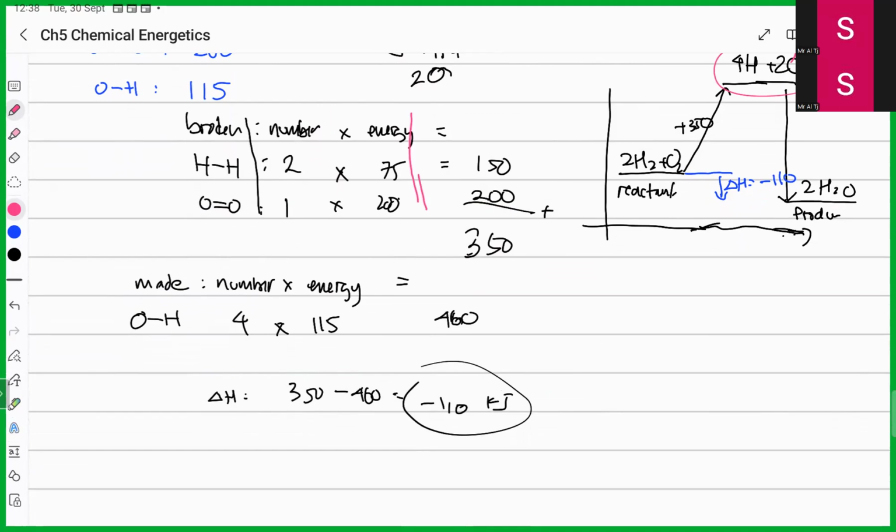At the transition condition here, what we have are individual atoms, not molecules. Atoms are then free to join into molecules using new bonds. In this case, just oxygen to hydrogen. Oxygen, hydrogen, hydrogen, oxygen, they are the same. Order doesn't matter. 4 of them, 115, for a total of 460. Now, when we make bonds, energy is going down. So this is going to be a going down of 460. The net total is broken minus made. In this case, it's a negative value. So this is an exothermic reaction.